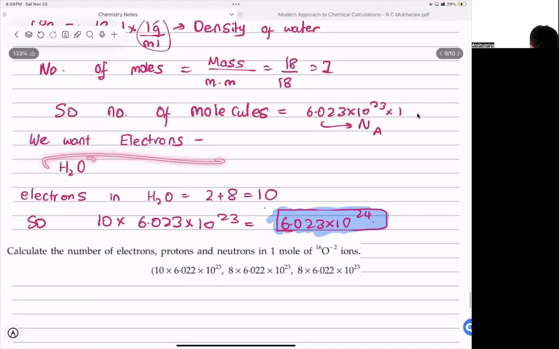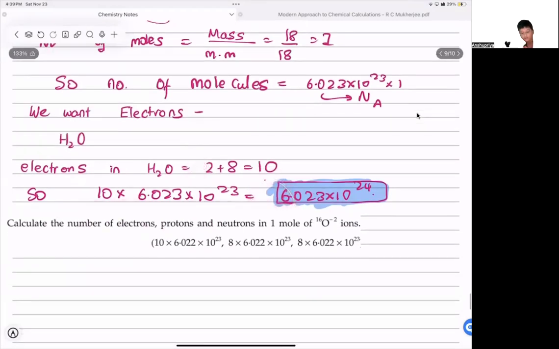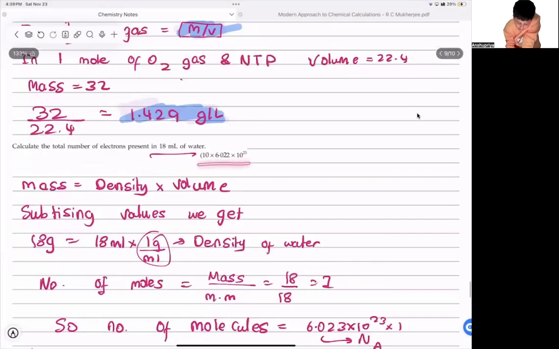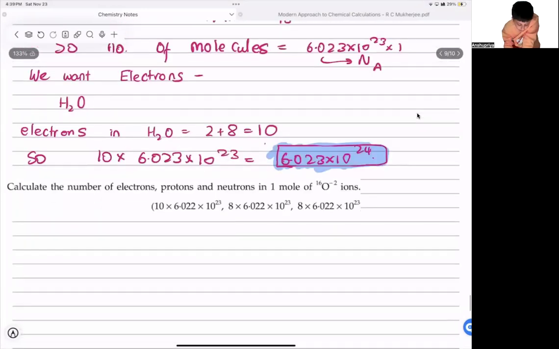We want electrons. So in H2, how many electrons will there be? 2 for H2, and O has 8 electrons, so 10. So it will be 10 into Na, so it will be 6.023 into 10 to the power 24. As you can see, that's the answer. Next question.